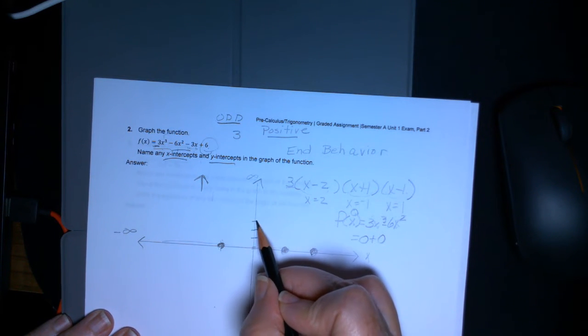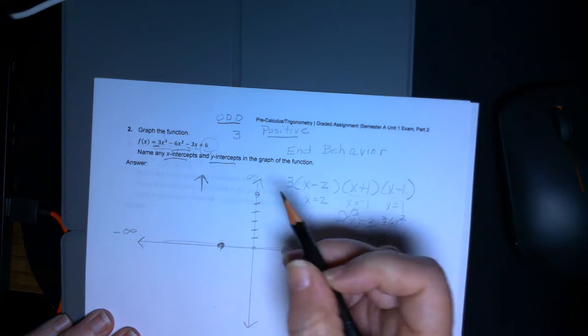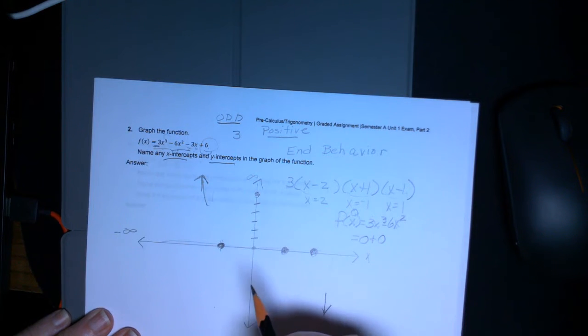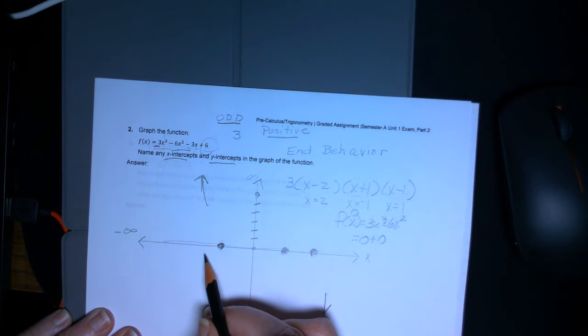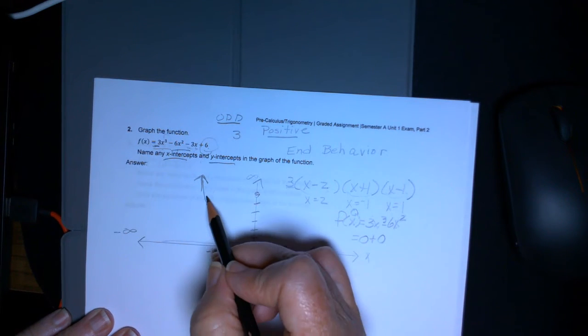1, 2, 3, 4, 5, 6. Okay, so now we can sketch this in. It's going to go, let me go ahead and mark this. This is negative 1. It's positive 1 and positive 2. So it's going to go down.